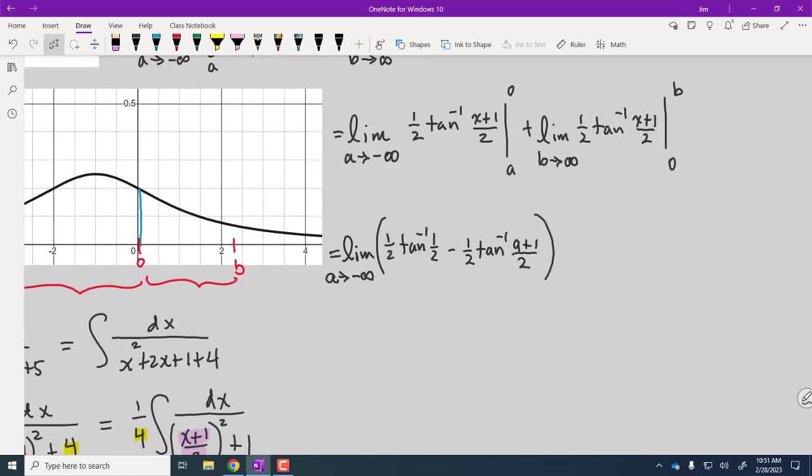All right, then we'll do this one. So plus the limit as b goes to infinity. Over here, we're going to have 1/2 arctangent of b plus 1 over 2 minus 1/2 arctangent of 1/2.